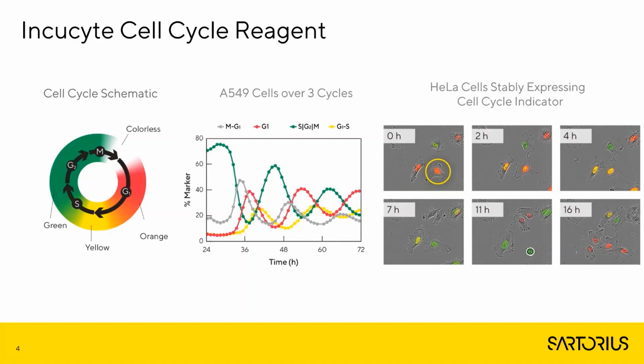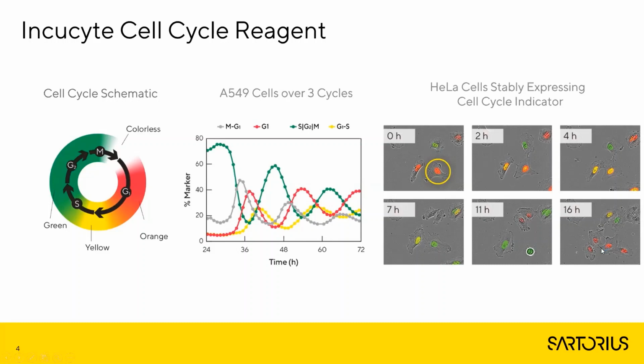We've done this in multiple different cell types. Like I said, those were A549 cells. We're showing here on the right-hand side HeLa cells that are also stably expressing our cell cycle indicator. And just giving you a visual depiction of how that works actually within cells. At 0 hours here, this cell is in G1. And if you follow that cell through 2 hours, 4 hours, you see that that cell transitions through G1 into the S phase where it is fully green by 7 hours and in S phase, through mitosis by 11 hours, and then back to G1 within the 16-hour time point.